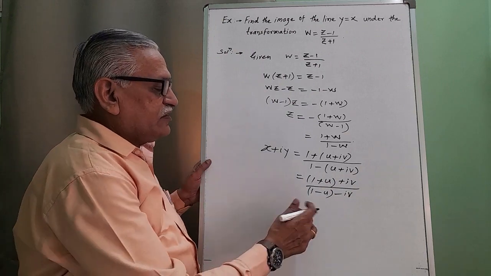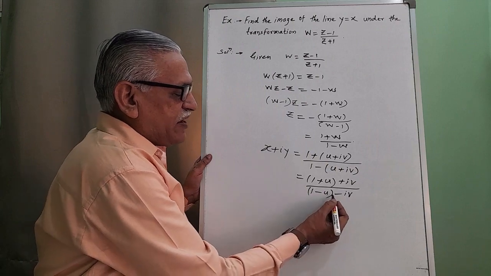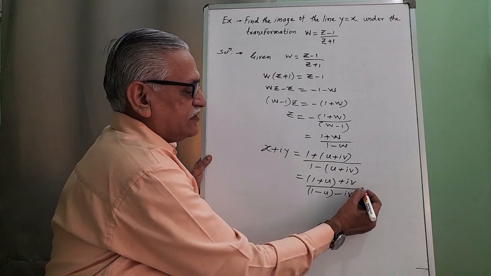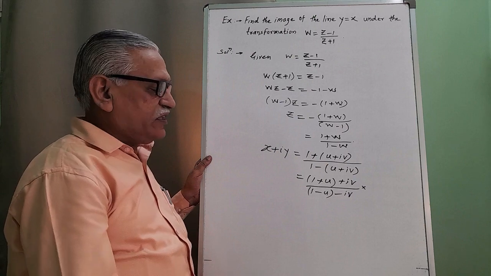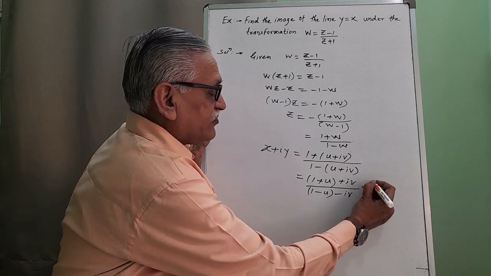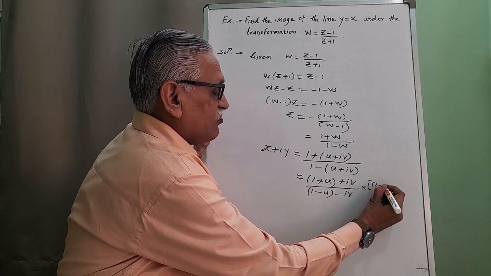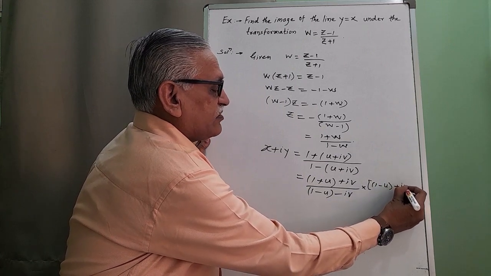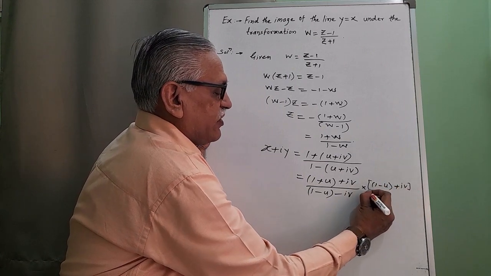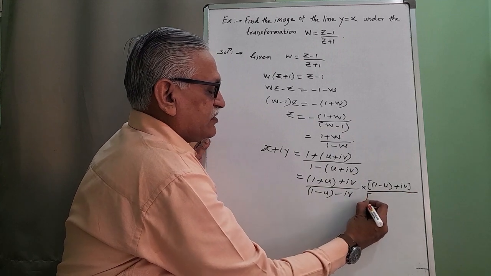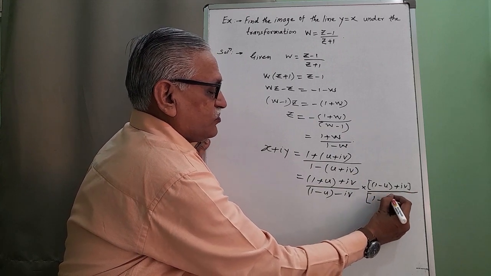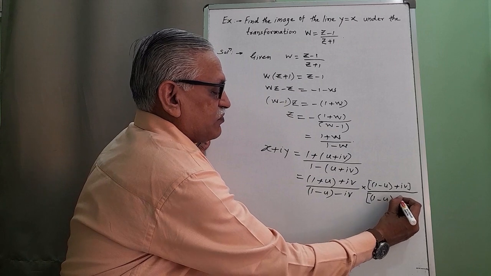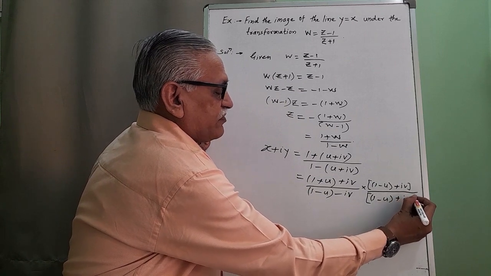Then rationalizing it means multiplying and dividing by its conjugate. The conjugate is 1 minus u plus iv, and divide by the same number, that is 1 minus u plus iv.